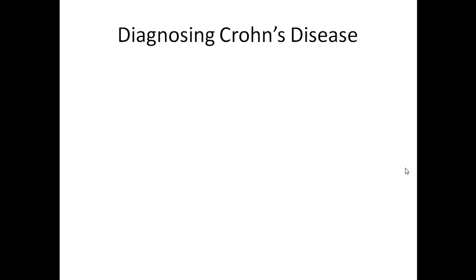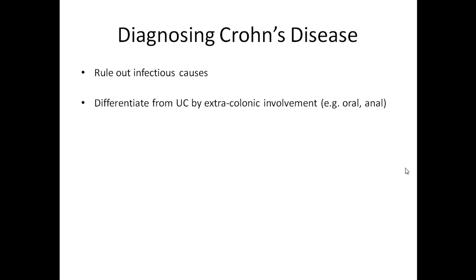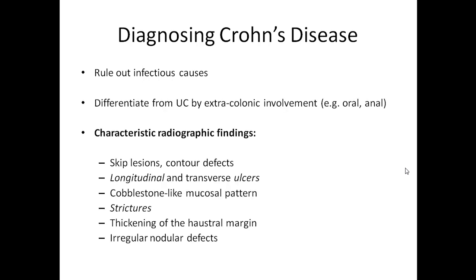In this case, the patient turned out to have Crohn's disease after investigations were done, and it's important to re-mention the characteristic radiographic findings of skip lesions, strictures, and thickening of the haustral folds, and this helped us differentiate between this and UC.